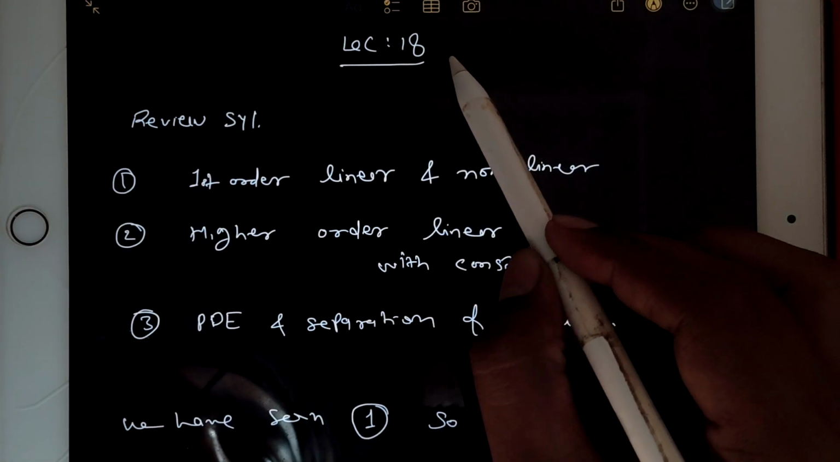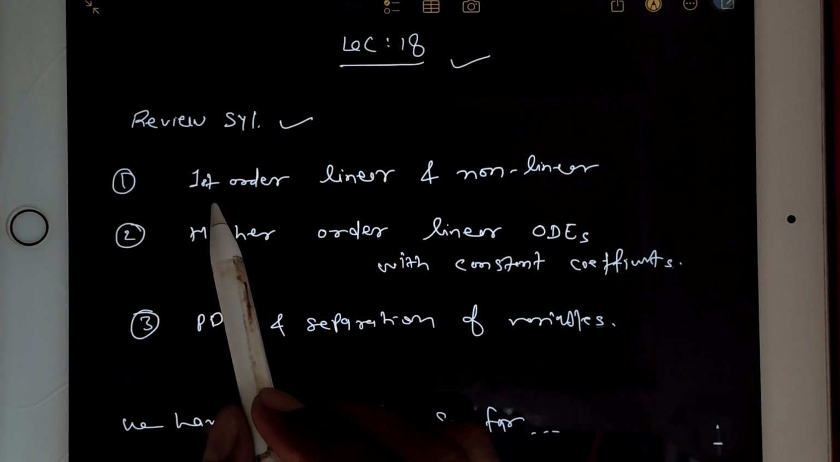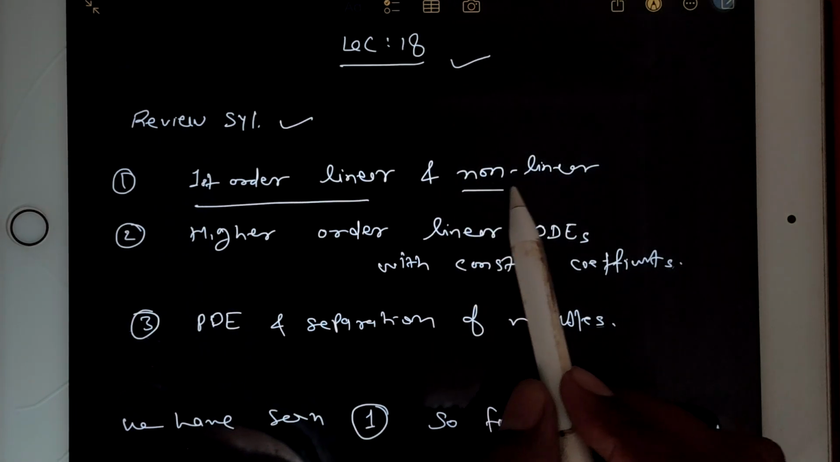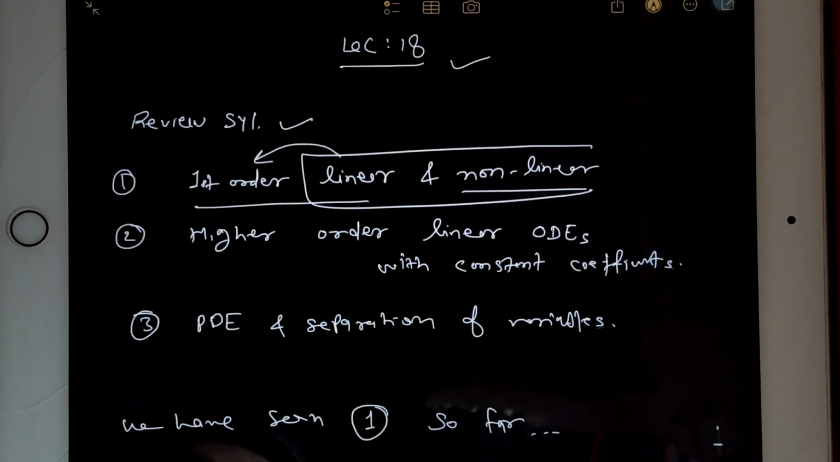So guys, let's start lecture 18. First, we have to review the syllabus once more. First order linear and non-linear, but for both we have to deal only with the first order.